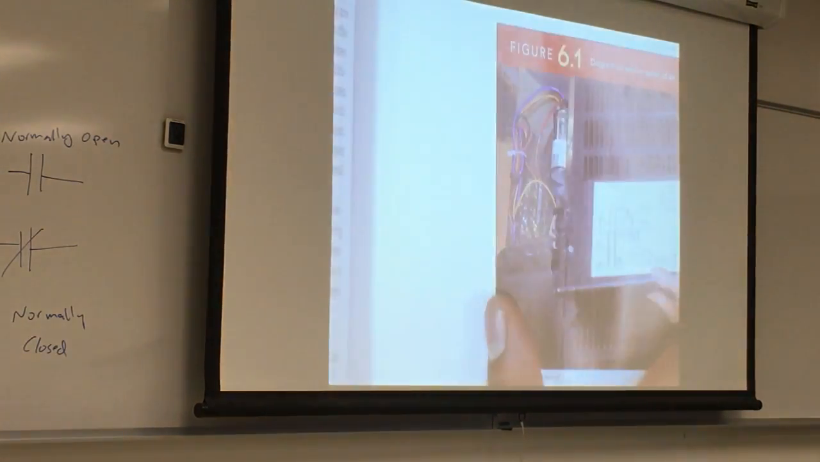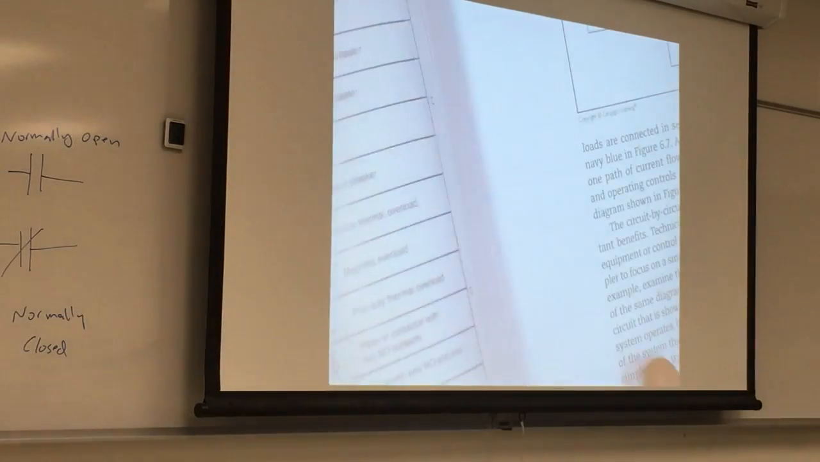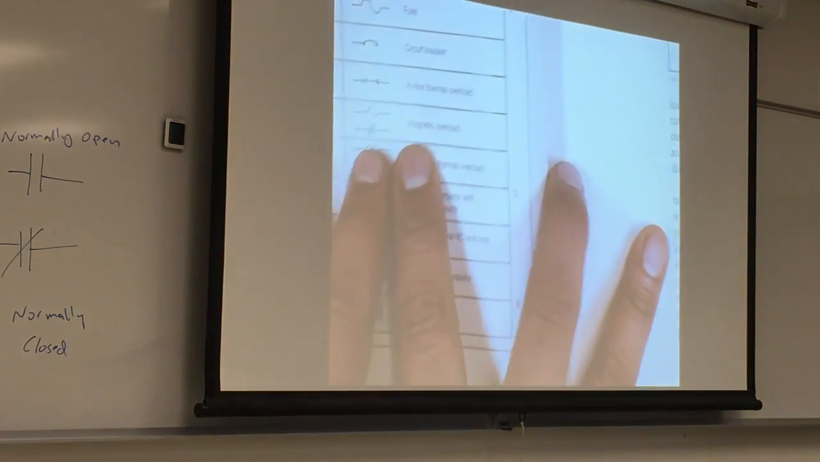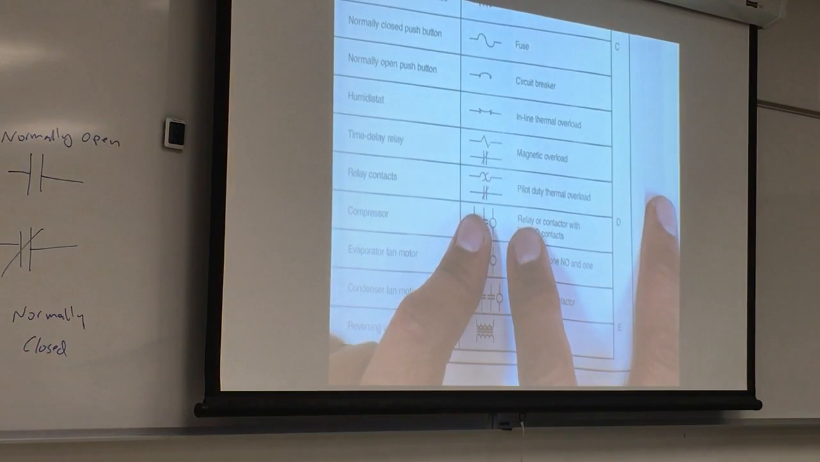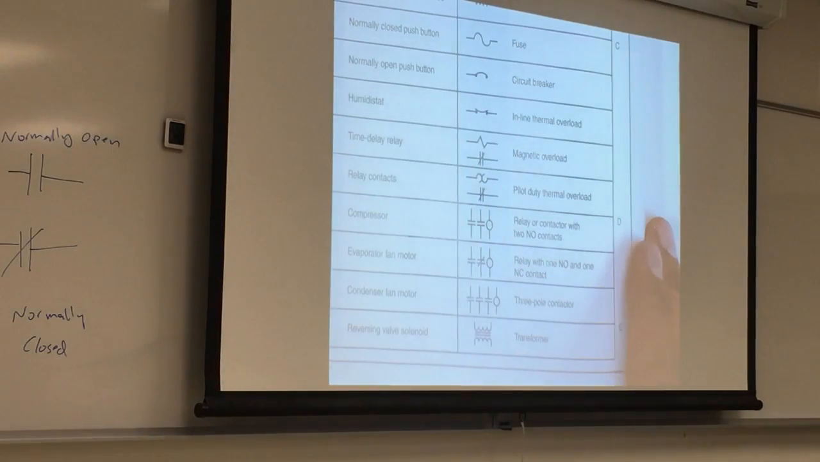What do they look like? Let's see what the book wants. This is a magnetic overload. And where's the thermal one?